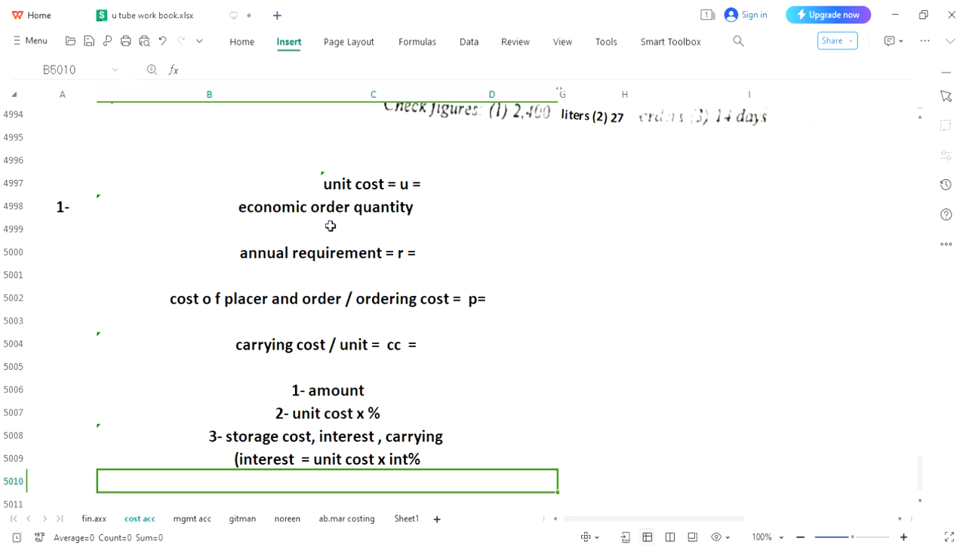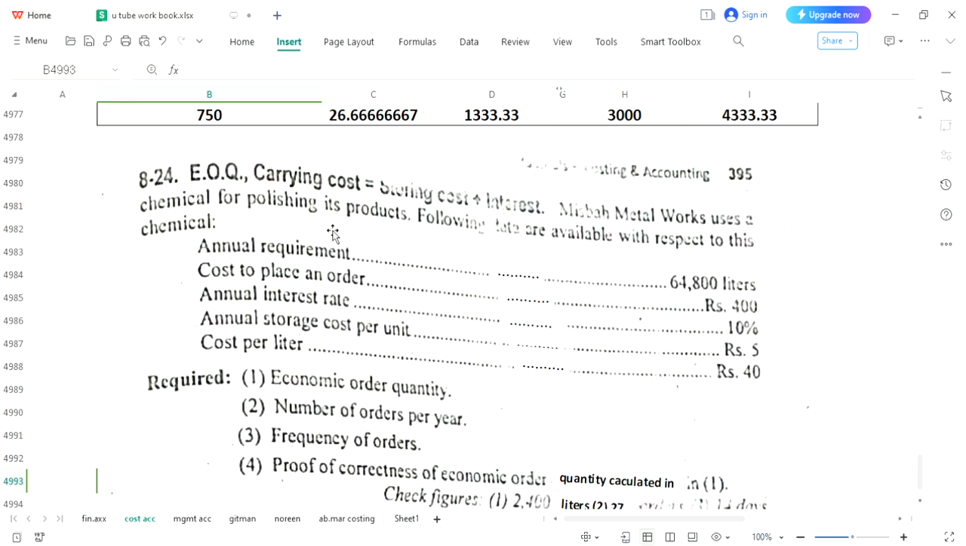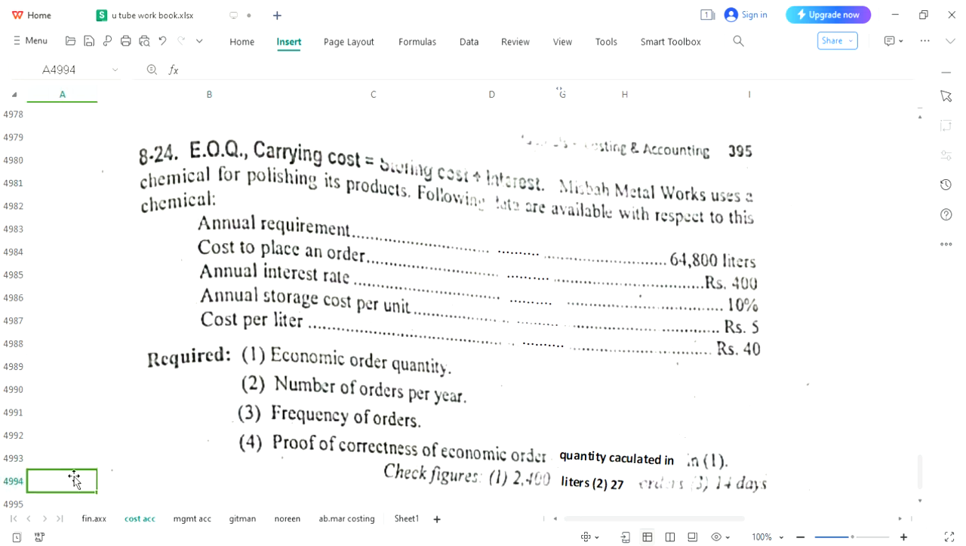So now we will be following our question. Here is the start of our question and you will follow in the same way. Start reading from here. Introduction is given, chemical, this and that, and annual requirement. The first input which is given is annual requirement 64,800.